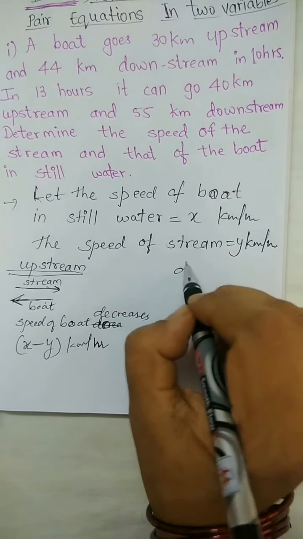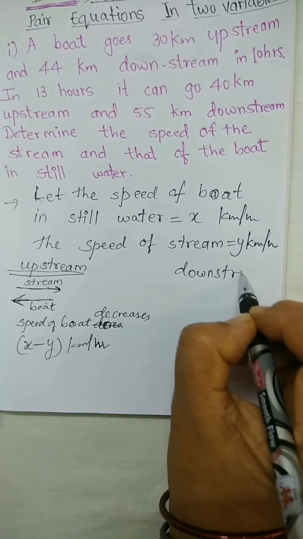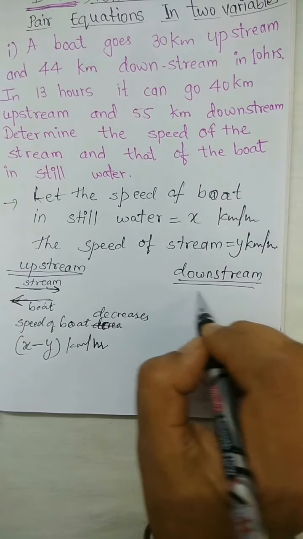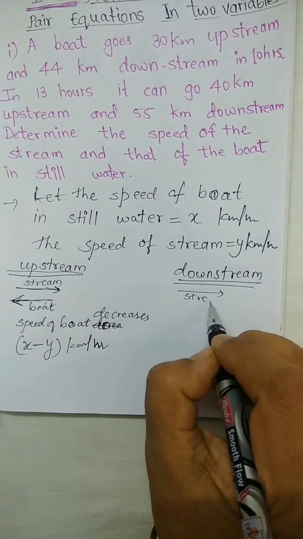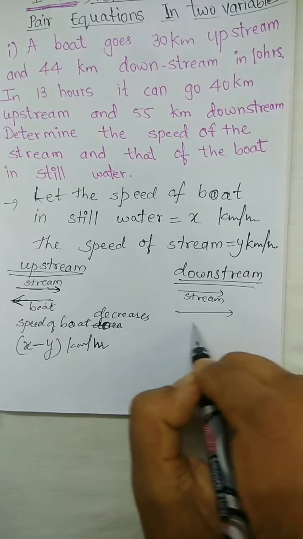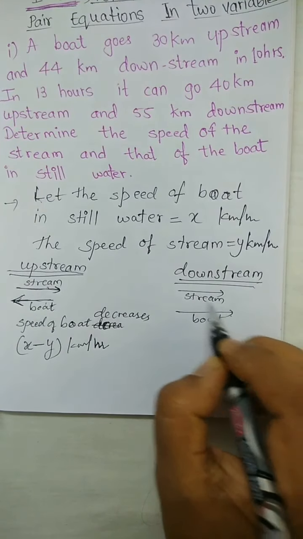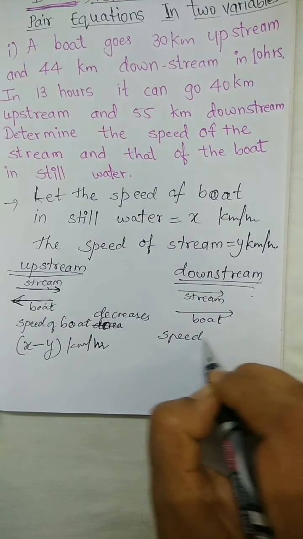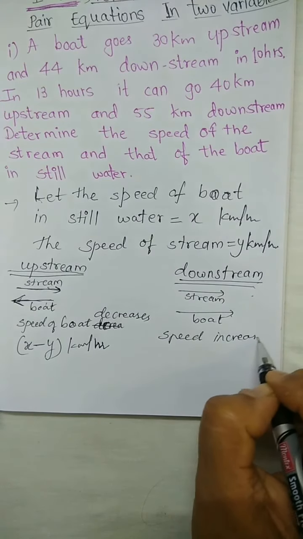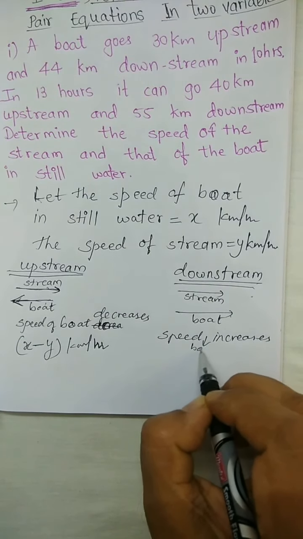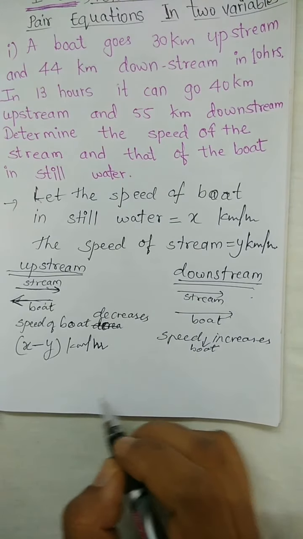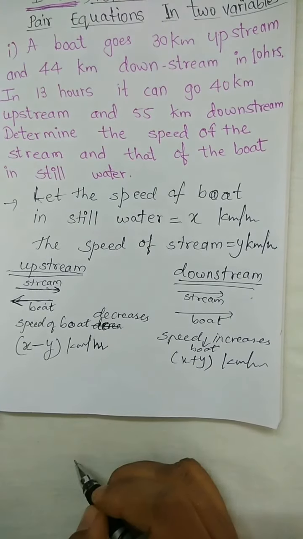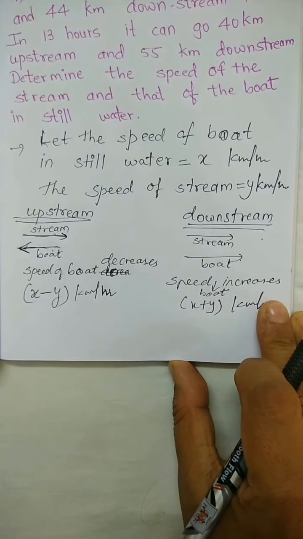Now during downstream, the stream and boat are in the same direction. Stream and boat move in the same direction. So speed increases. Whose speed? Boat speed increases. So x plus y, speed will get added.